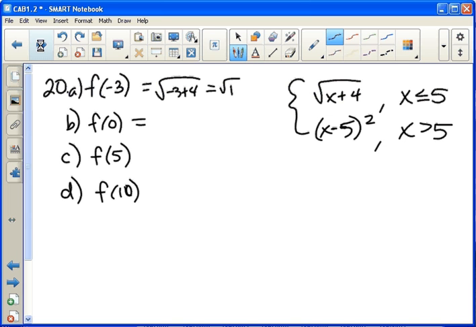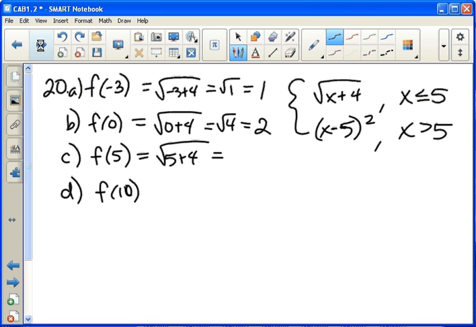And then we look at b, it's f of 0. So 0 is also less than or equal to 5, so it also will go in the top equation. 0 plus 4, square root of 4 is 2. Okay, f of 5. Well, if you look, the top equation has the option of or equal to 5. The bottom equation doesn't. So once again, the top equation is the one we plug it into because it's less than or equal to 5. Square root of 5 plus 4, square root of 9, gives us 3.